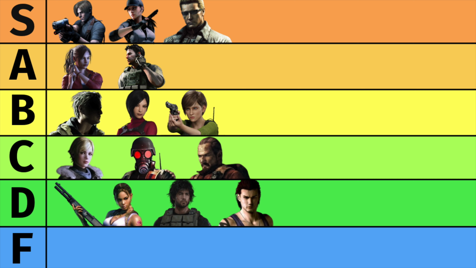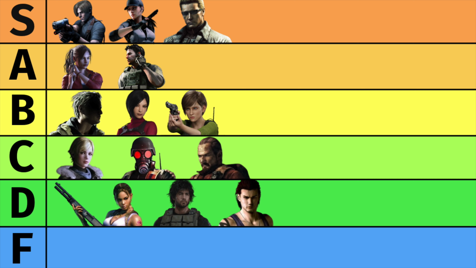Now I do think that Barry is more memorable than Sherry. Plus, his role in his one game as a non-playable character was bigger than hers. And he is a former member of STARS, which like I said, gives you a lot of credit in this franchise. Therefore, he could very well be in B tier. But this would make him equal to Ada, Rebecca, and Ethan, which I just don't think is true. So, in C tier, he shall stay.